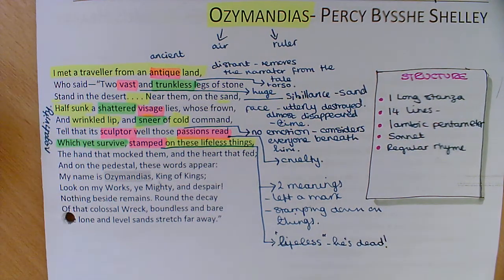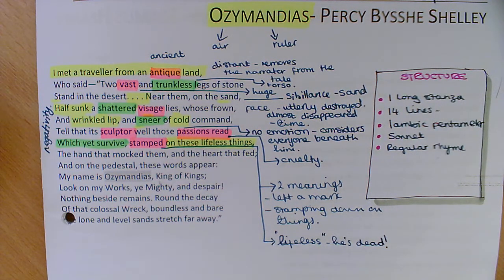Does anybody know anything about the way the Egyptians considered their pharaohs? Yeah, considered them to be gods. So the fact that he's dead shows that he is very much human. He's not godlike. He did die. And then we've got this next line, which has got another double meaning in it. The hand that mocked them and the heart that fed.